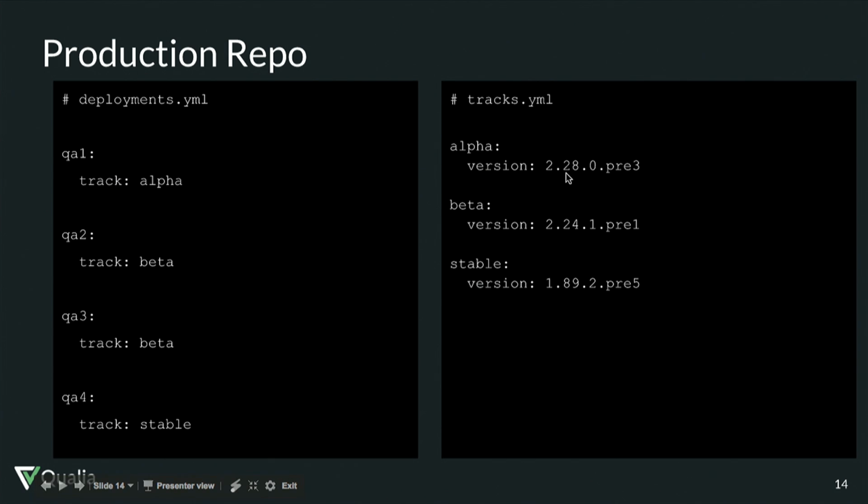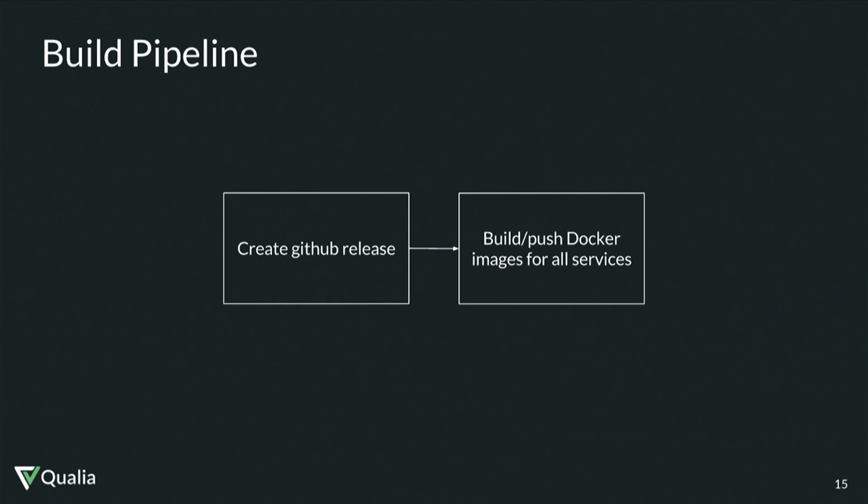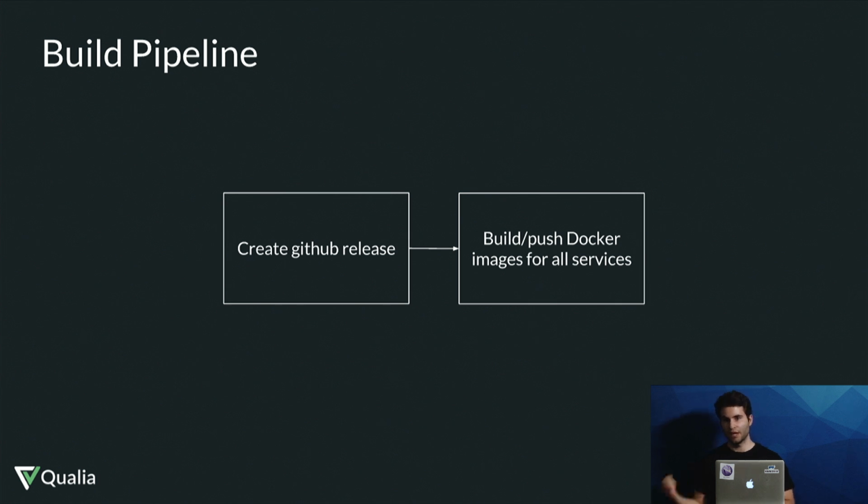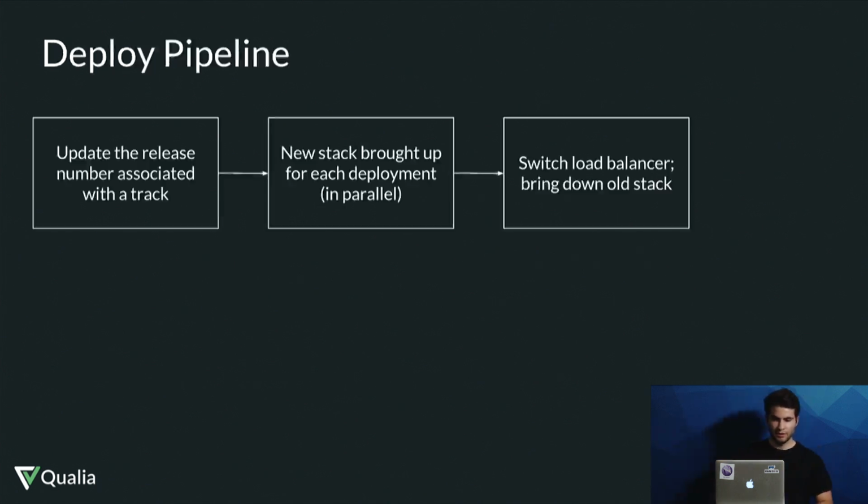So this Concourse pipeline sounds pretty magical, so what does it actually do? We have 2 key pipelines. The first one is a build pipeline, and this is pretty straightforward. Anytime we create a GitHub release on our repo, this Concourse pipeline is listening for releases, and whenever there's a new one, it's going to build and push Docker images for all of our services at that specific tag. So it'll check out our GitHub repo at that tag, Docker build each image, and then push that all to Docker Hub. That's pretty straightforward. And then the second part is that we have a deploy pipeline.